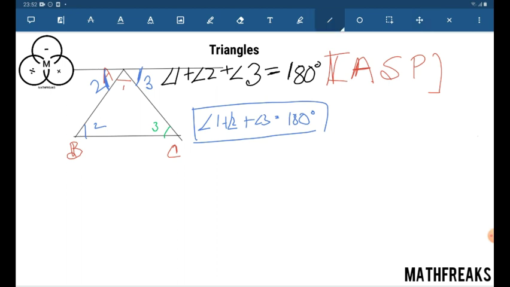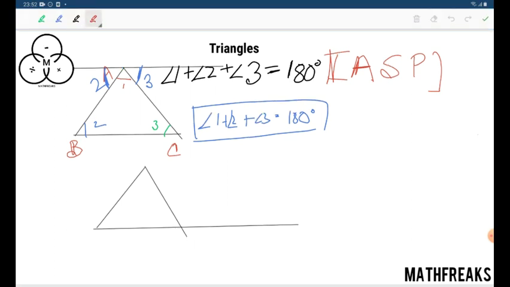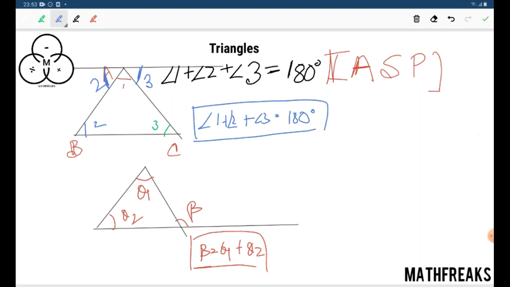The next thing is the exterior angle property. If this is a triangle, this exterior angle is some beta, and these are theta 1 and theta 2. Beta equals theta 1 plus theta 2. This is called the exterior angle property. It's a very useful property. A lot of problems are solved using this property.